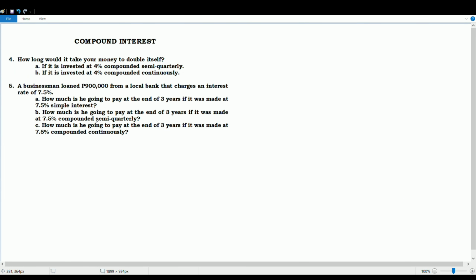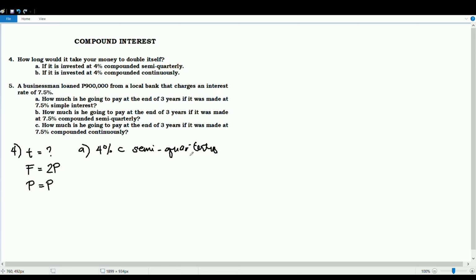Okay, let's continue our discussion in item number 4. How long would it take your money to double itself? So for number 4, we are looking for the number of years that your money, F, becomes twice the principal. Our principal is still P. But for letter A, the case is that it is 4% compounded semi-quarterly.